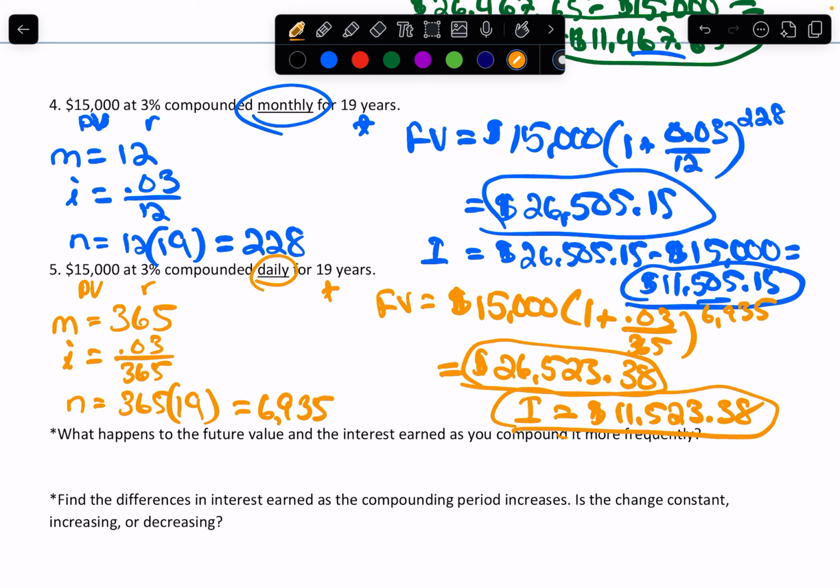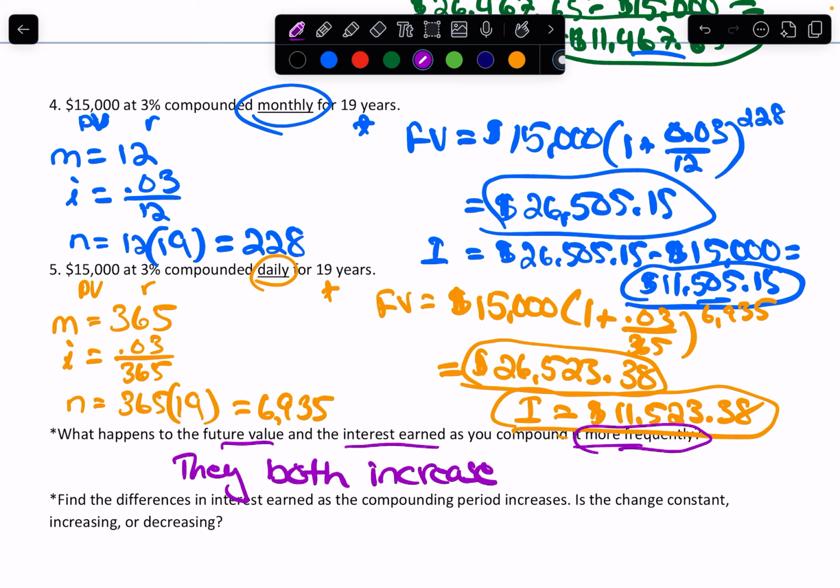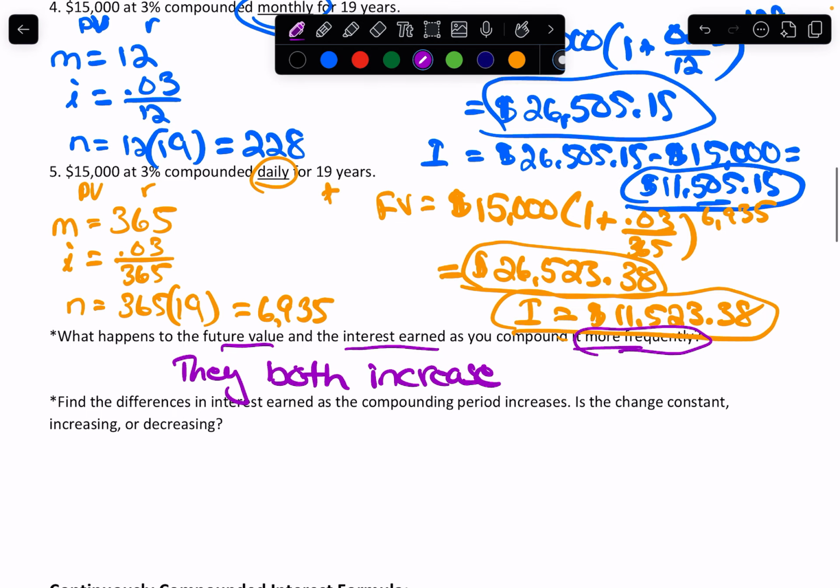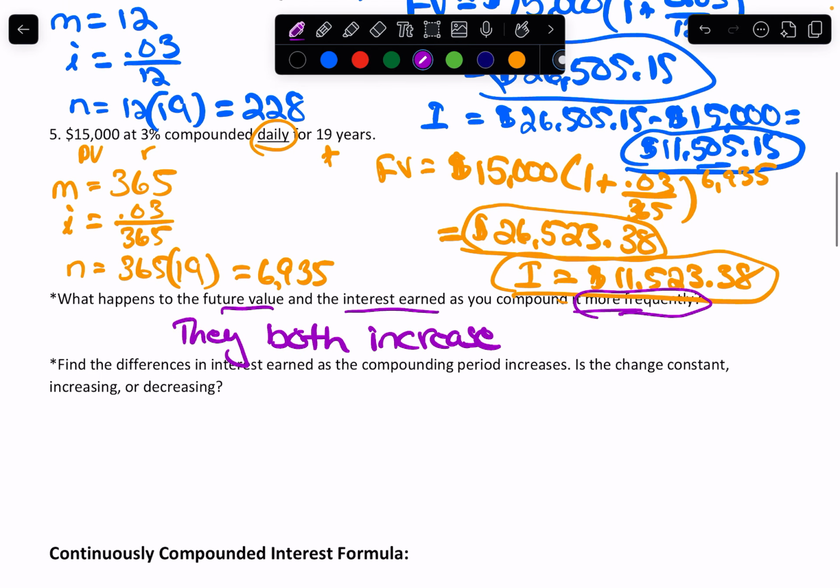Okay, now questions. What happens to the future value and the interest earned as you compound it more frequently? Well, just like we saw, they both increase. Find the differences in interest earned as the compounding period increases. Is the change constant, increasing, or decreasing?